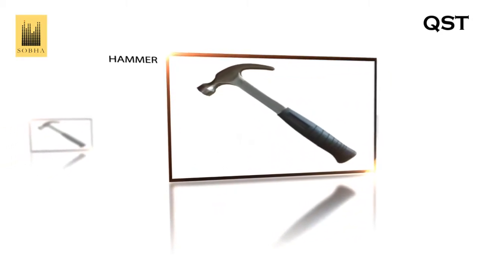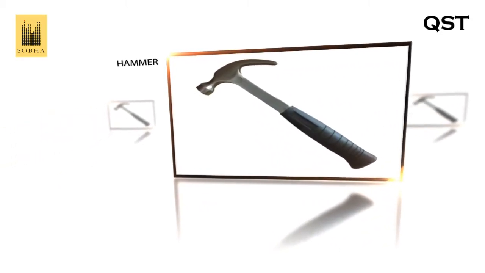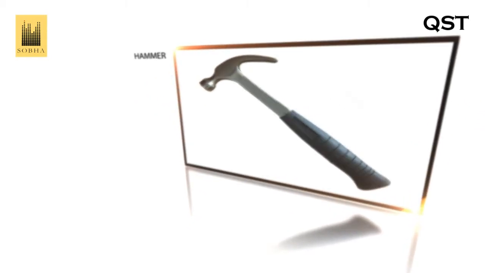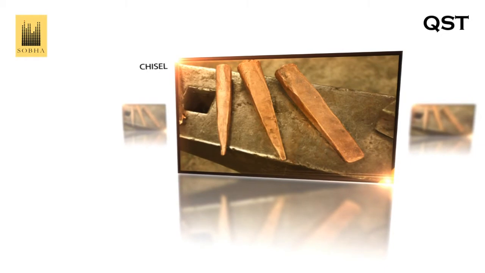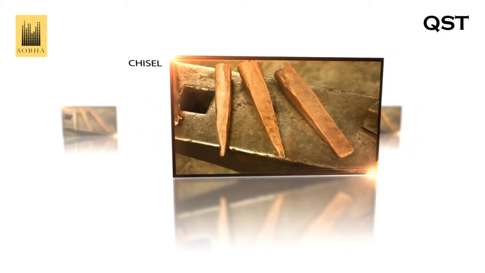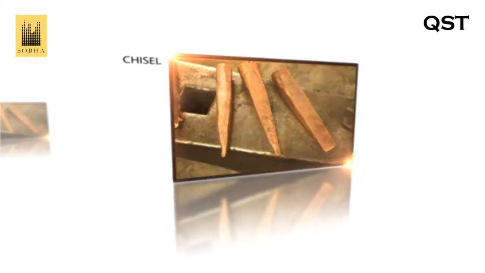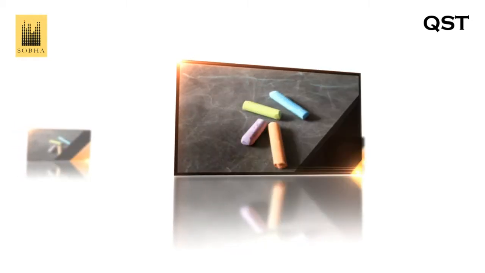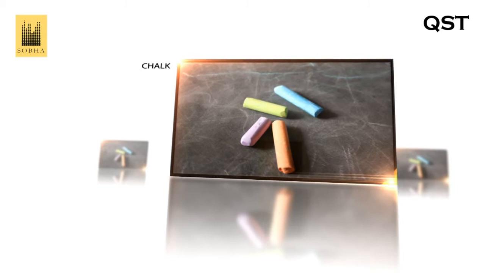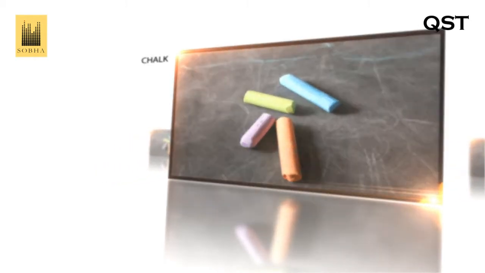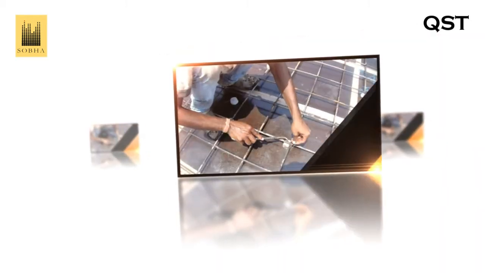Hammer are used for driving and breaking purposes. Chisel are used for manually cutting the rods. The chalk is used for marking the rods at intervals where they have to be cut. The binding hook is used to tie the binding wires and fabricate the reinforcement steel as per design.